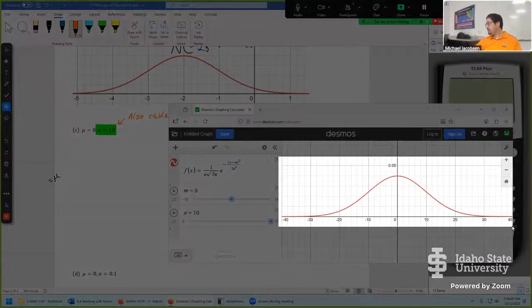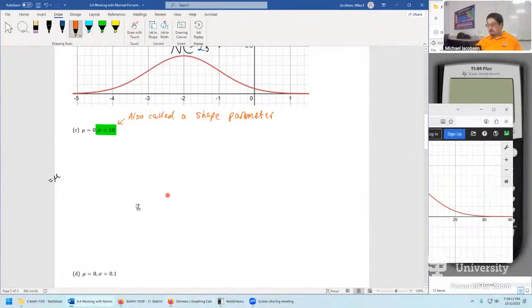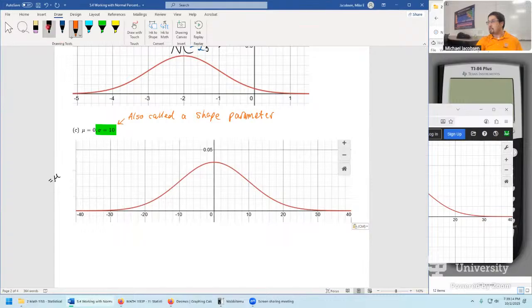And we would call this one the N(0, 10) distribution. Or just using ordinary words, the normal curve with mean set to 0, standard deviation set to 10.